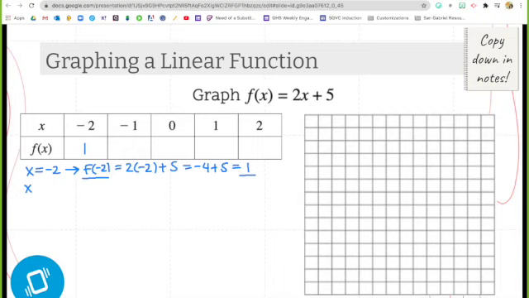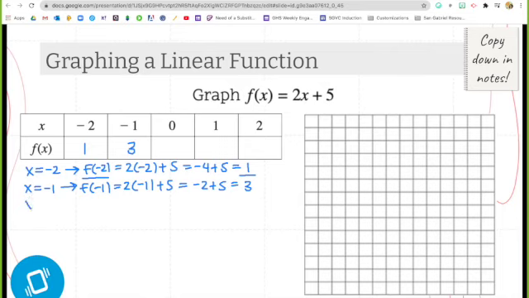Now the next one that I'm going to do is x equals negative 1. And I have here f of negative 1, which is 2 times negative 1 plus 5. 2 times negative 1 gives me negative 2 plus 5. That gives me positive 3. So my output here would be 3. And that's only when x is equal to negative 1.